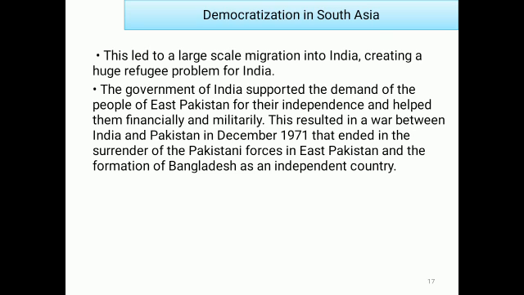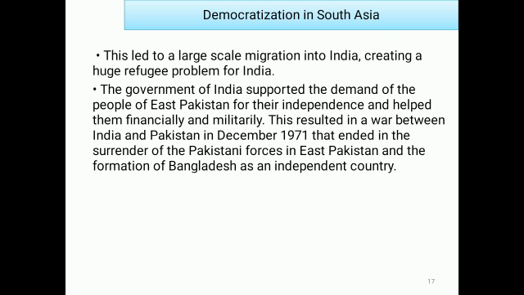This led to a large-scale migration into India, creating a huge refugee problem for India. Countless people migrated to India, and there was a huge problem of refugees in India. The government of India supported the demand of the people of East Pakistan for their independence and helped them financially and militarily. That time, our government supported East Pakistan, that they wanted independence, and we helped them financially and militarily also.